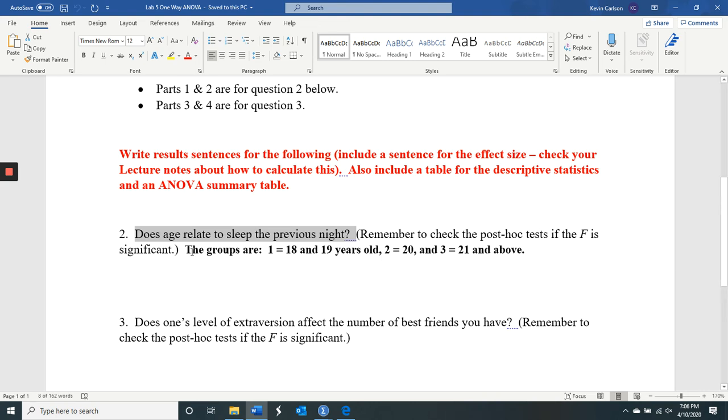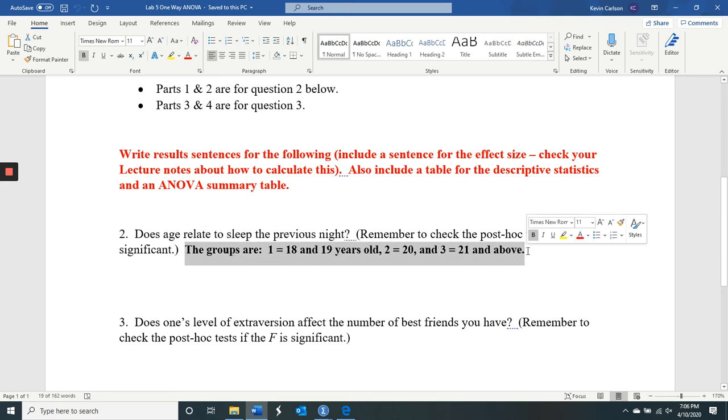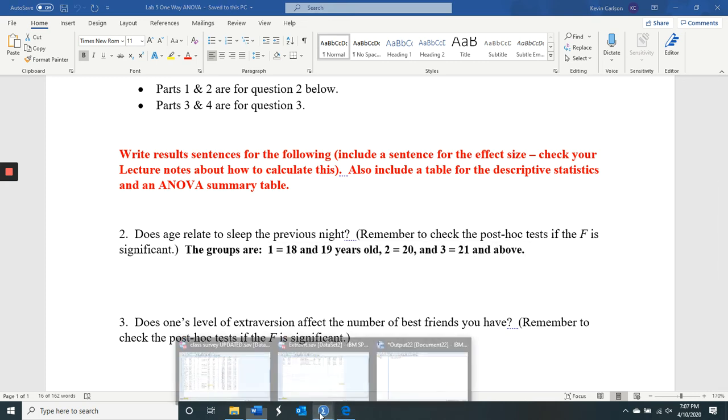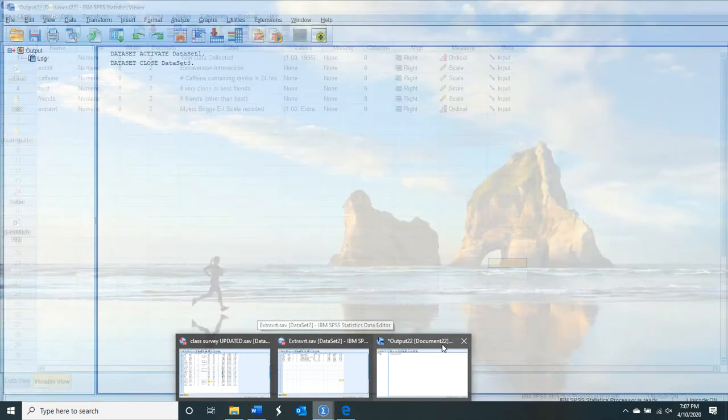And age, I made into groups. And so when you interpret the output, remember this code. So in the output, group number one is 18 and 19-year-olds. Group number 2 is 20-year-olds. And group number 3 are 21 plus people. And so go ahead, remember those groups. And I ran this for you.